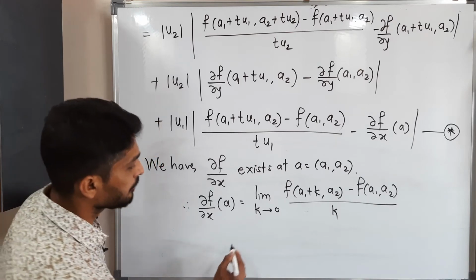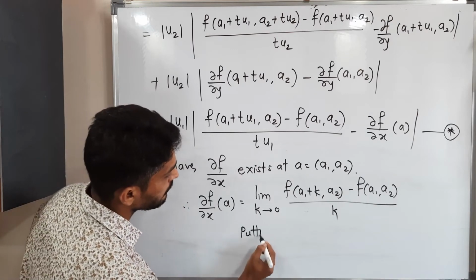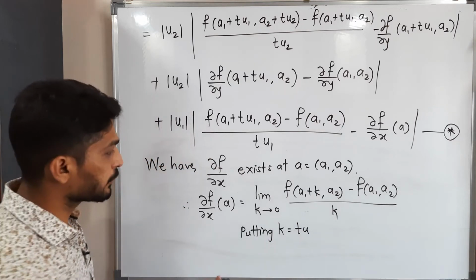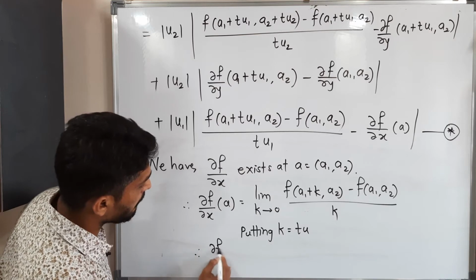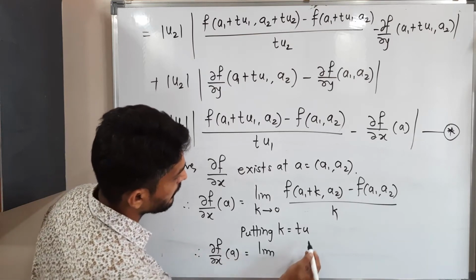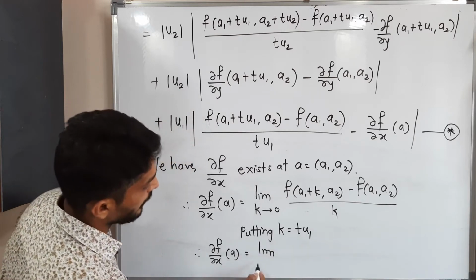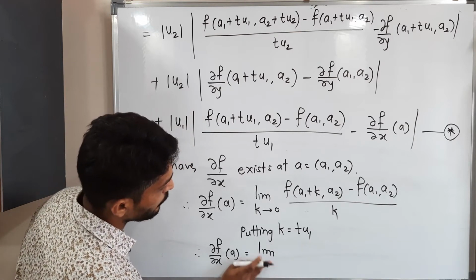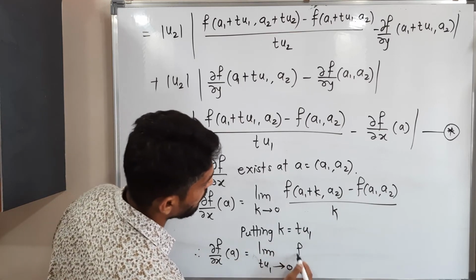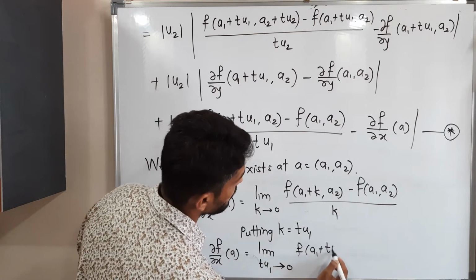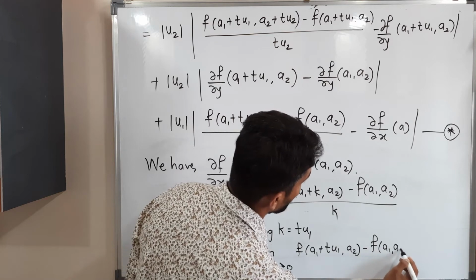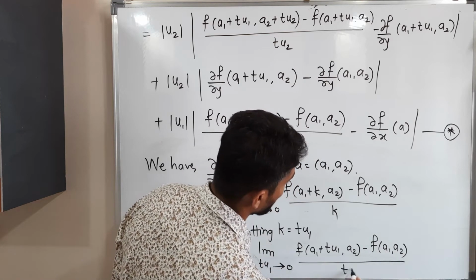I'm going to put k equal to t1. See what will happen if I put k equal to t1. So del f by del x of a is equal to the limit as t1 tends to 0 of f(a1 + t1, a2) minus f(a1, a2), divided by t1.